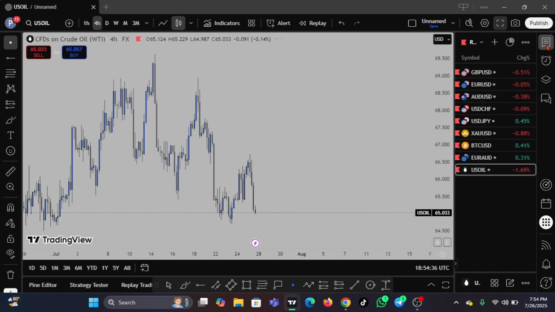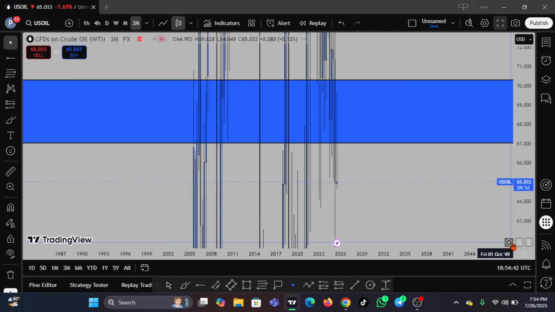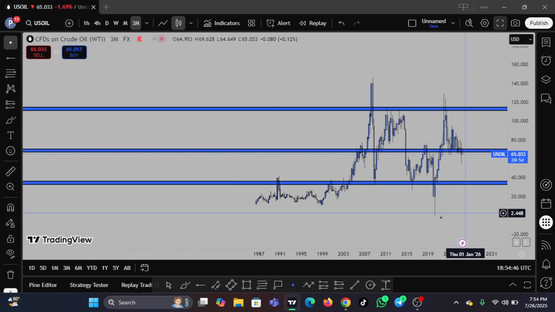And lastly, we have US oil. I know most people do not trade US oil, but I'm seeing opportunity on US oil. That is why I decided to add this to this pair.